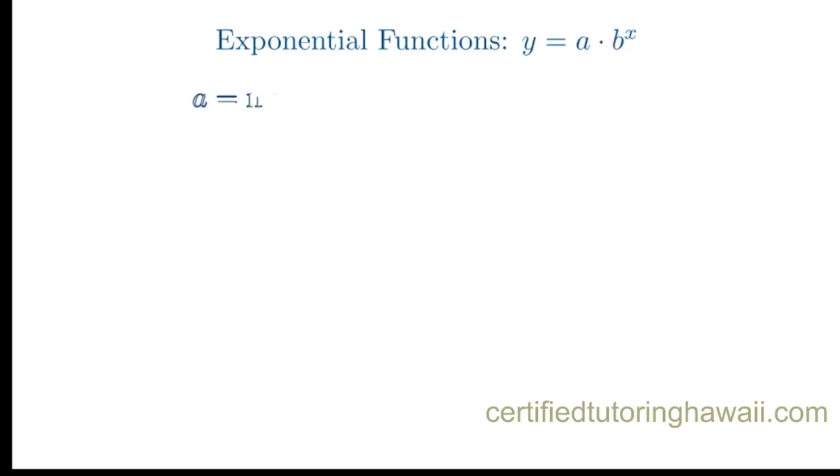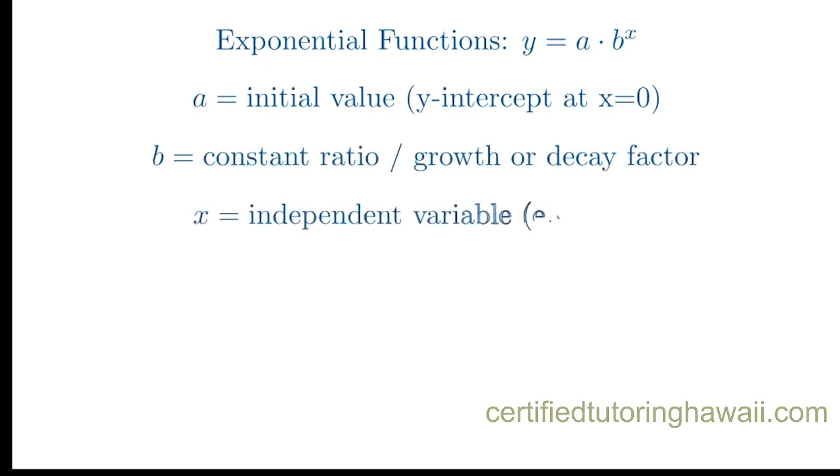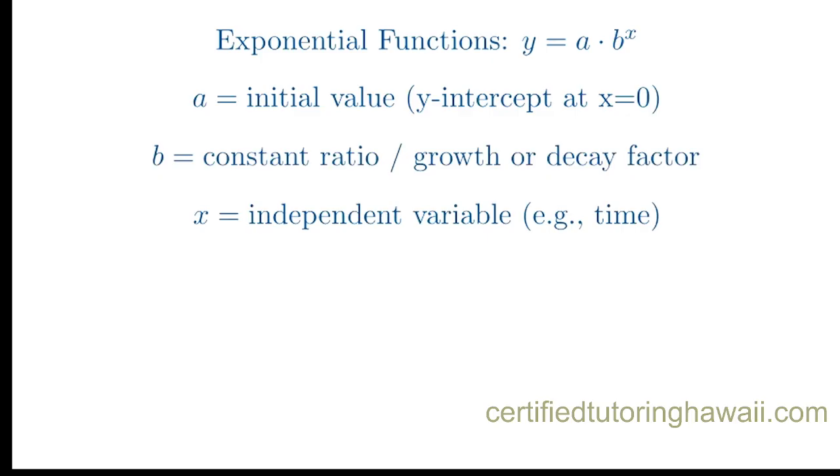Before we dive into semi-log plots, let's take a quick moment to refresh our understanding of exponential functions. The general form of an exponential function is y equals a times b to the power of x. Here, a represents the initial value, or the value of y when x is 0, b is the constant ratio or growth/decay factor, and x is our independent variable, usually representing time. This constant ratio is the key characteristic of exponential functions. It means that y changes by the same multiplicative factor b for every unit increase in x.